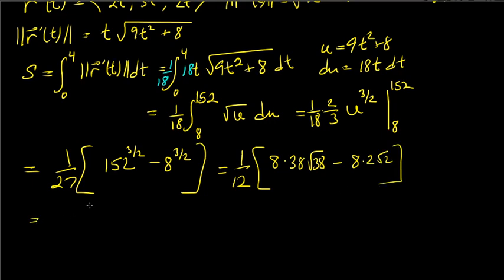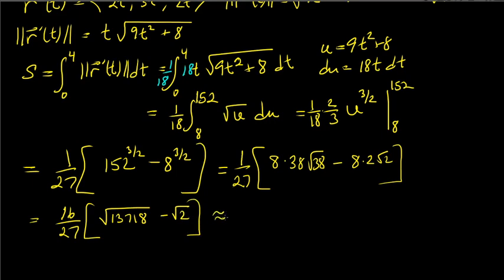So I think we can pull out the 8. I don't know why I put a 12 there. That should be a 27. Okay, and then 8 times 2 is 16, so I think we can pull out a 16 over 27 multiplied by the square root of 13,718, whatever that is, minus the square root of 2. So I think this is approximately 68.57.